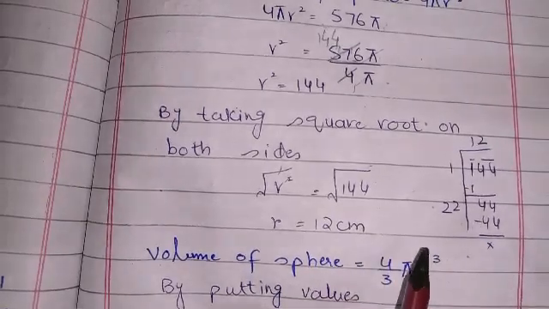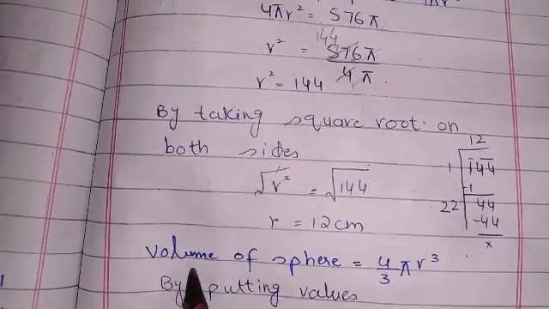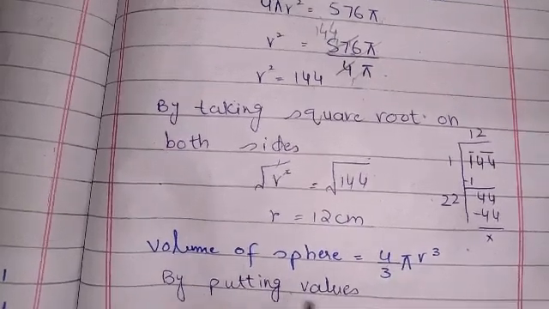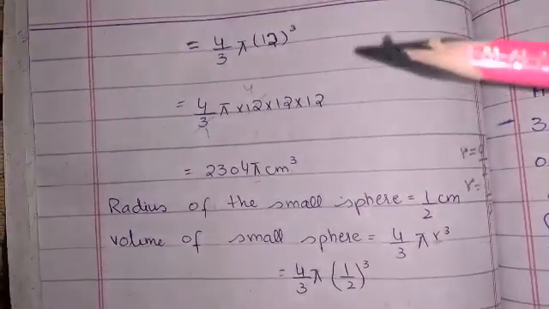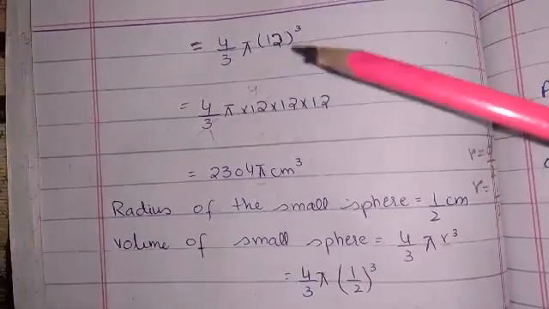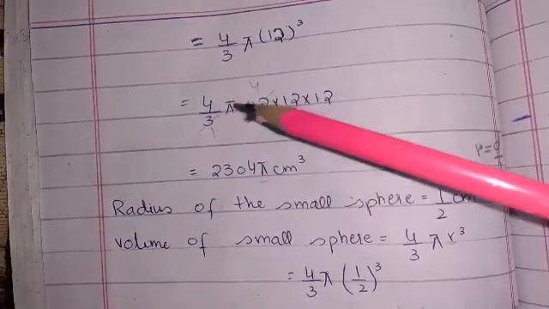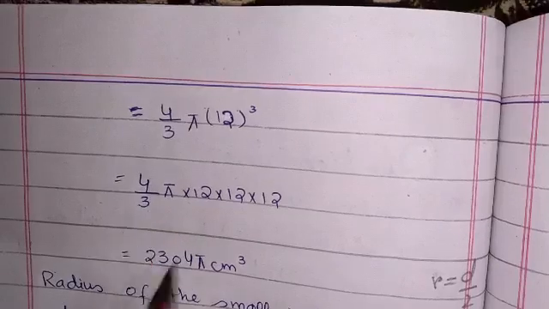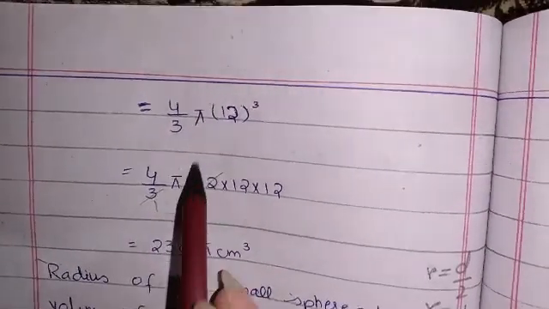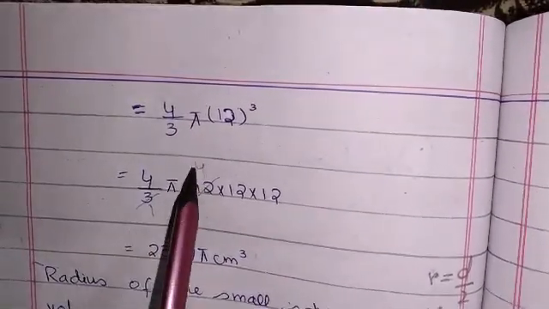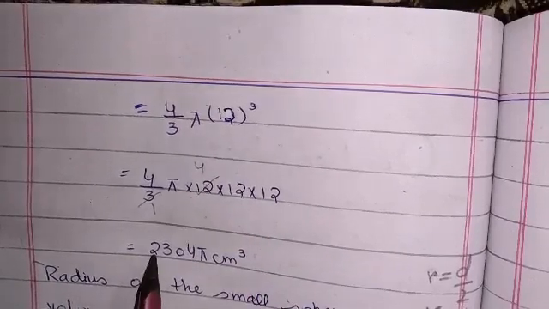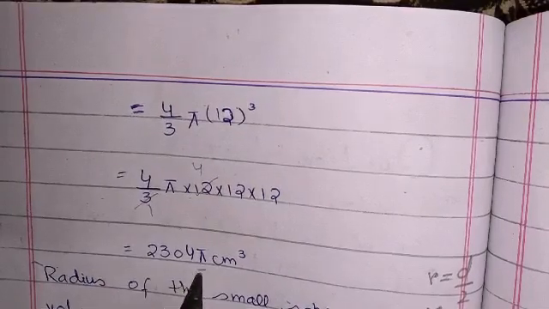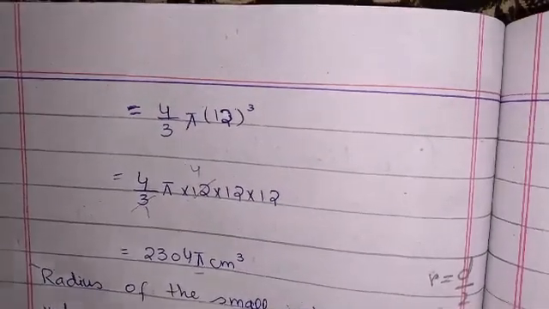Now students, we have to find the volume of the sphere. So here is the formula: volume of sphere is equal to 4 over 3 pi r cube. By putting values, we will write 4 over 3 pi into 12 cube. We will write 12 three times: 4 over 3 pi into 12 into 12 into 12. When we simplify, 3 ones are 3 and 3 fours are 12. When we multiply 4 into 4 into 12 into 12, we get 2304 pi. We are not solving the pi because we will solve it at the end.